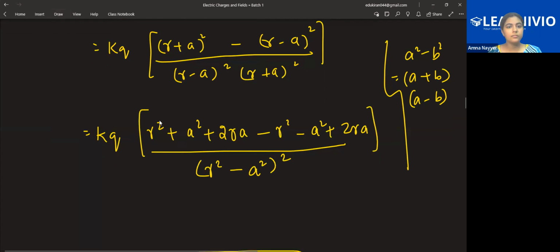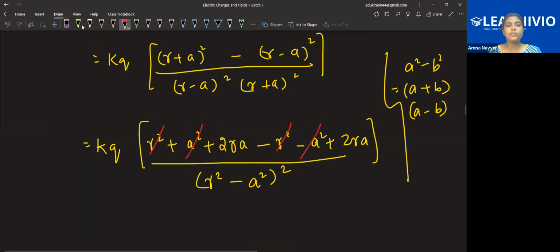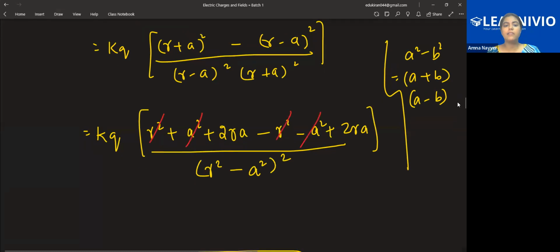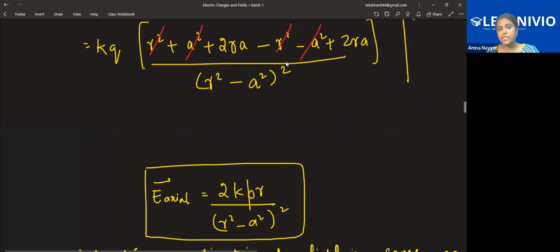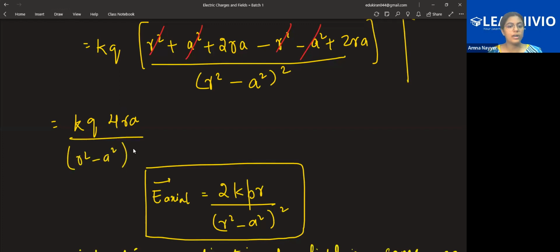All right. Now see, r square got cancelled, a square got cancelled. So ultimately we are left with 4ar. Why? 2 also got multiplied, right? 2ra plus 2ra gives us 4ra. So we have k into q, which we have separated earlier only, and 2ra plus 2ra, that gives us 4ra divided by r square minus a square whole square.